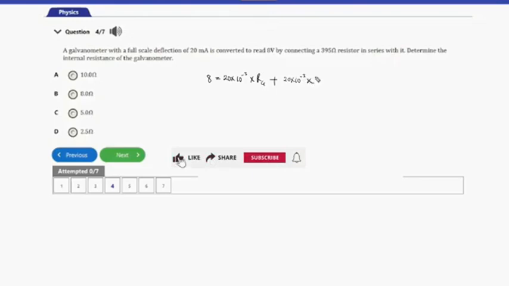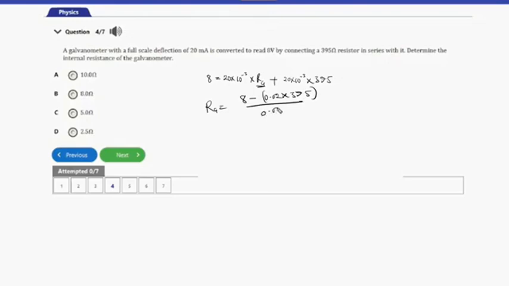So in that case, if we want to get Rg here, that's the resistance of the galvanometer, we are going to make it the subject of this equation. So we are going to have that 0.02 Rg is equal to 8 volts here, that's 8 here, minus 7.9, which is the product of 395 and 0.02.